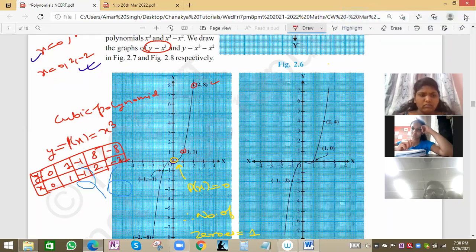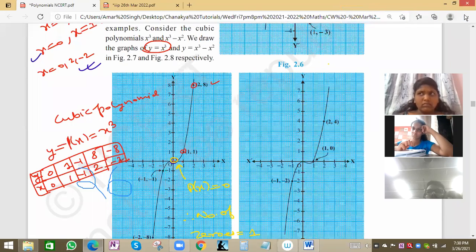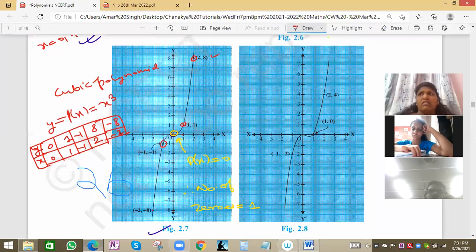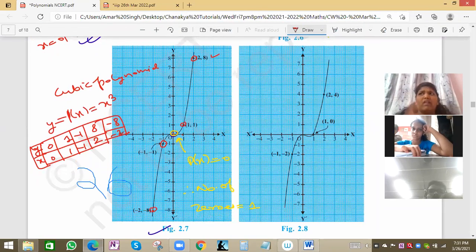X is minus 1, then y is minus 1, correct. This is 1 point, if you can see from the graph. And then the last point, x is minus 2, so y is minus 8, this one point. So we can join smoothly all these points to get the graph.